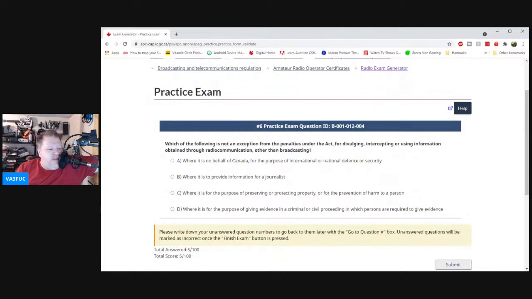Which of the following is not an exception from the penalties under the Act of divulging, intercepting, or using information obtained through radio communication other than broadcasting? Where on behalf of Canada and for the purpose of international or national defense or security; where providing information to a journalist; where it's for the purpose of preserving or protecting property, or preventing harm to a person; where the purpose is giving evidence in criminal or civil proceedings. Which is not an exception for penalties?